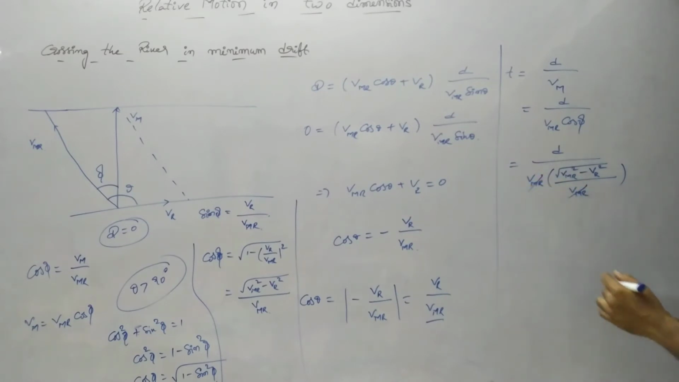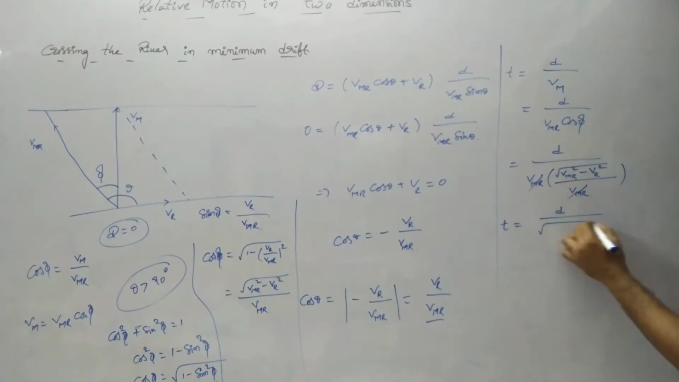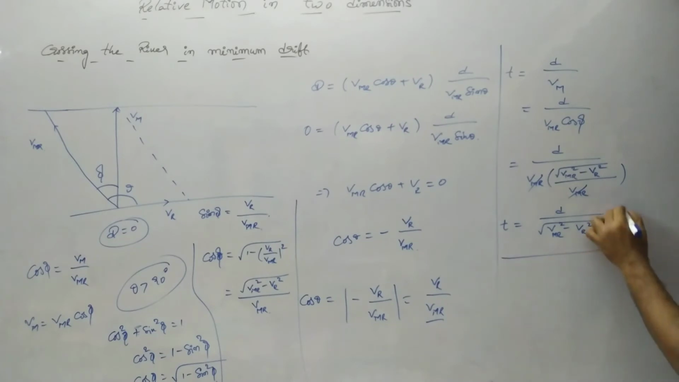So here v_mr gets cancelled. The time taken by the man to cross the river with minimum drift is t equals d by under root of v_mr whole square minus v_r whole square.